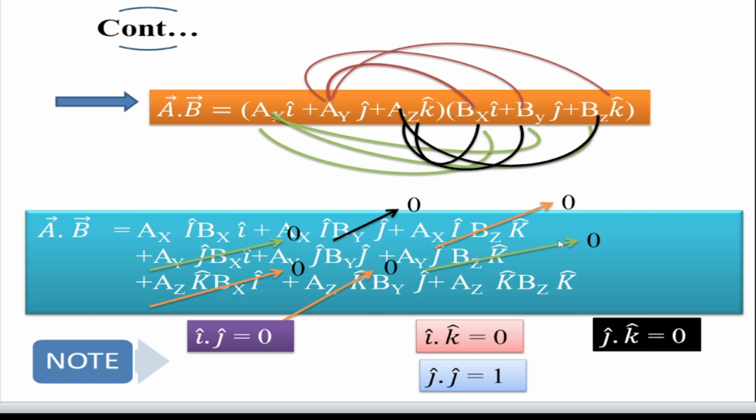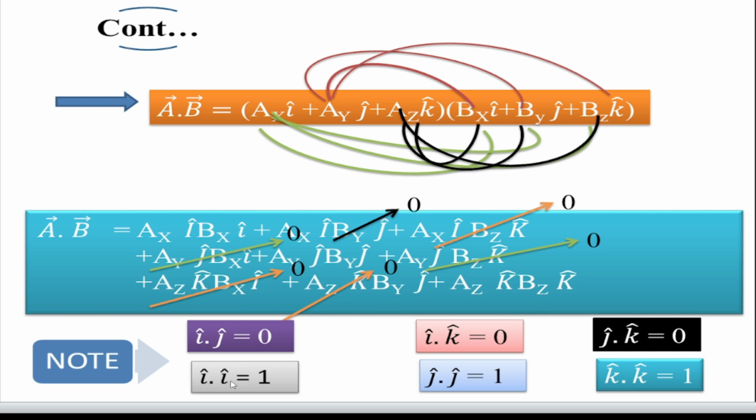Great. And then this becomes 0. This becomes 0. This becomes 0. Great. Another very important thing is, look, i dot i, j dot j, k dot k is equivalent with 1. Look, i dot i.